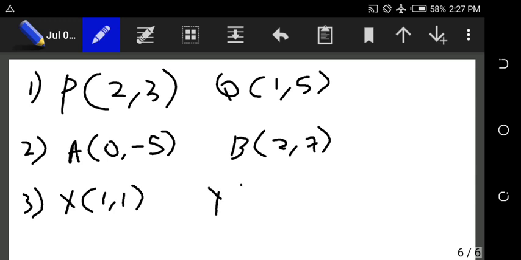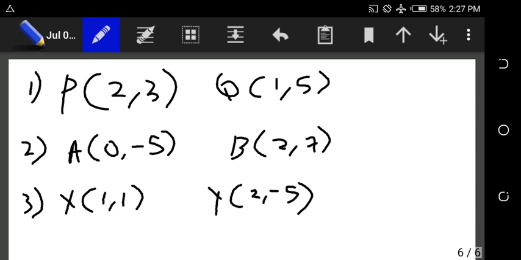and 2, minus 5. Okay, let me vary that. Let's say 2, minus 5. All right, so try to calculate the gradient of these 3 lines that have been described using their endpoints. That is, for the very first one, points P, Q. The line is going to be PQ. The starting point will be 2, 3. The end point will be 1, 5.